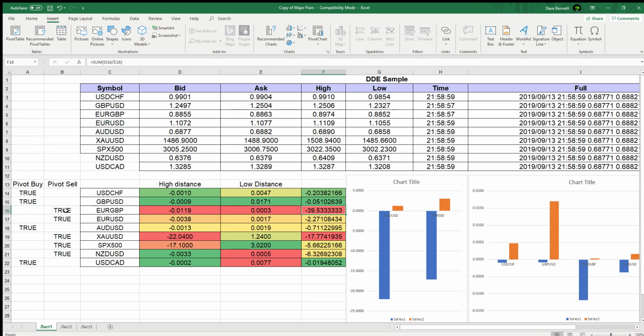So that's about it really. And also you can add your charts here. These are updated in real time. They move a lot, really volatile. And we see how we've got gold here. We've got the distance from the high and the distance from the low.